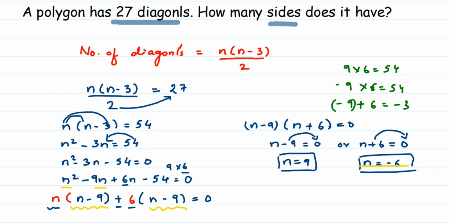If n is equal to 9, the polygon has 9 sides, which means it will be a nonagon. So that's it. The number of sides will be 9. So therefore, number of sides will be equal to 9.